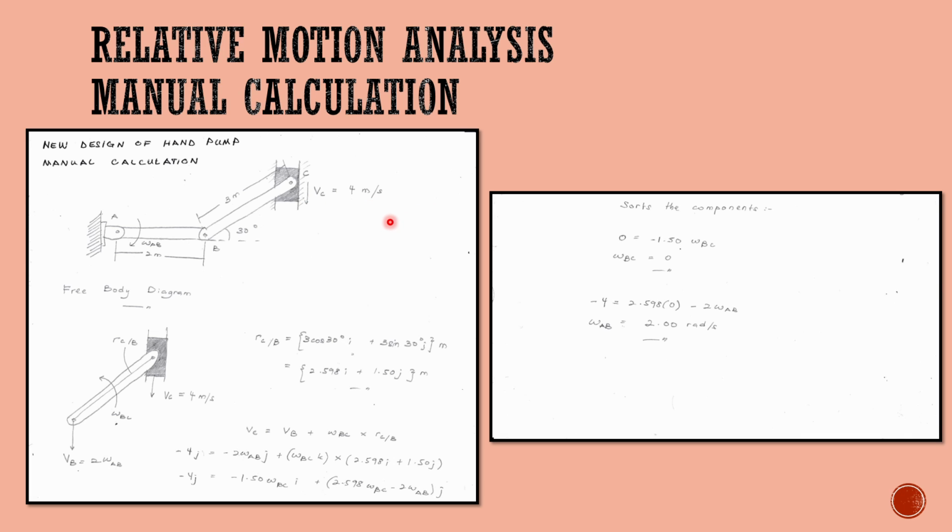Next, assign the possible parameters in the system besides the angular velocity of the handlebar AB, such as the distance between point B and point C, the angular velocity of the connecting rod BC, and the velocity at point B. These are the free body diagram parameters besides the angular velocity at the handlebar AB.